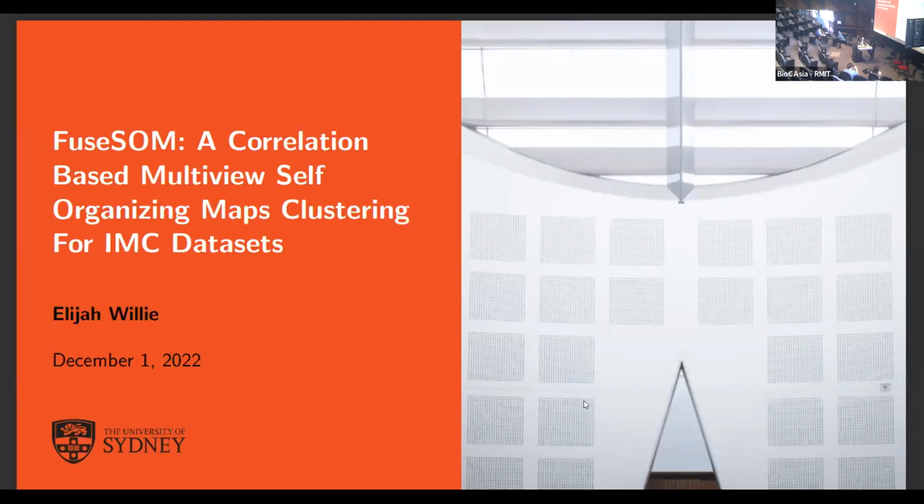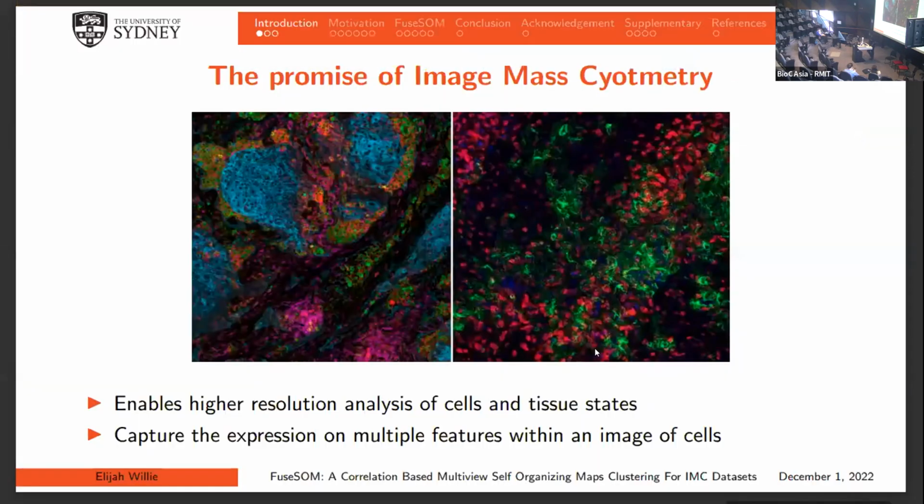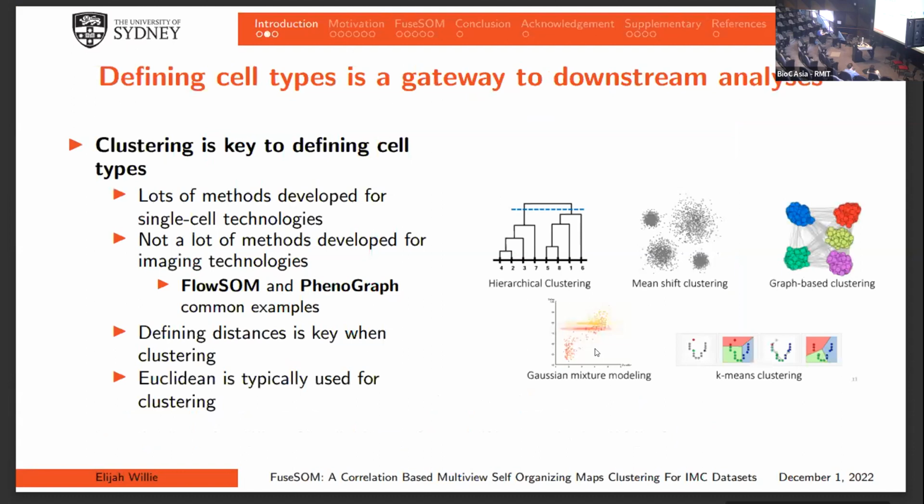By way of introduction, as some of you may be aware, imaging mass cytometry has really enabled us to look at cells with very high resolution. We're now able to capture the expression of multiple cells within the image, which gives us spatial locations. We can then do analyses with it. This is a very powerful tool. And with that, defining cell types is sort of a gateway to all of our downstream analysis.